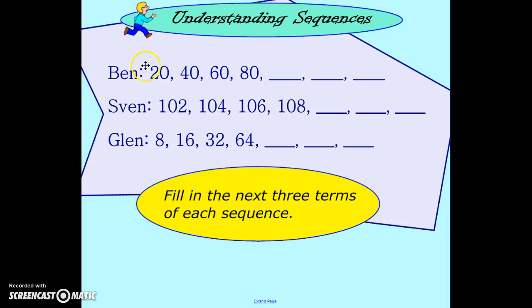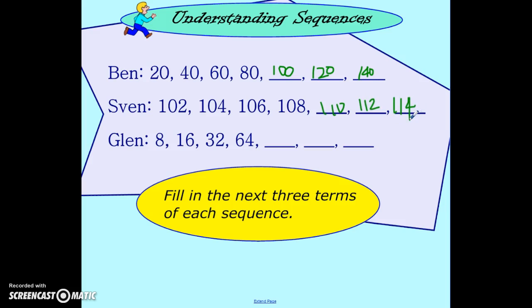Well, if we think about these patterns and look at 20 to 40, and 40 to 60, and 60 to 80, I hope you're noticing that they're adding 20 to each one of those. So your next blanks would be 100, 120, and 140. Sven, he started a little bit higher. So he started at 102, and he just added 2 to each one. So I hope that you can fill in that pattern as well. I have no doubts. So for Sven, we'd be at 110, 112, and 114.